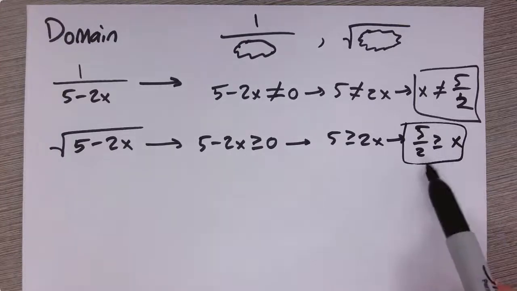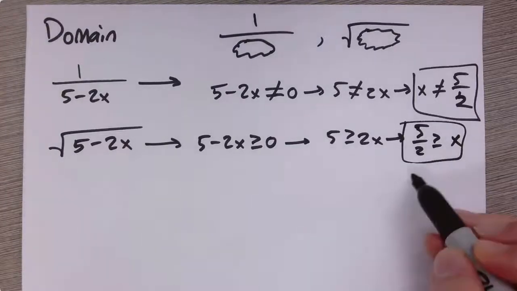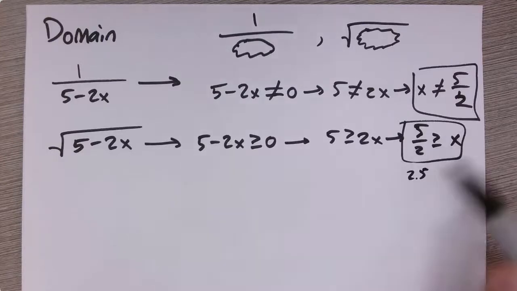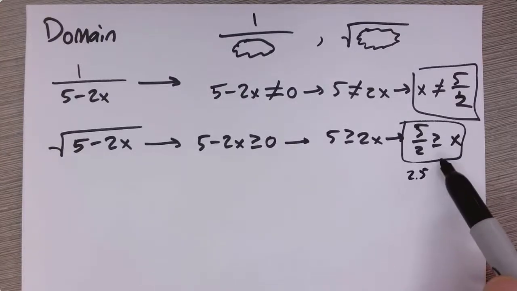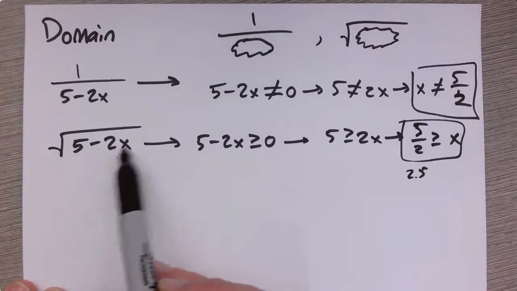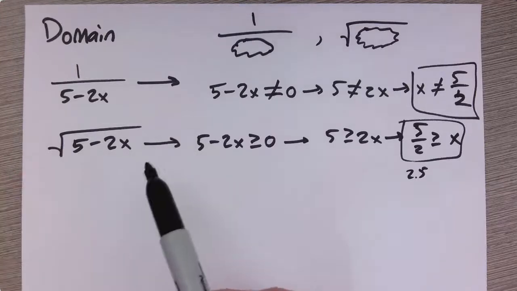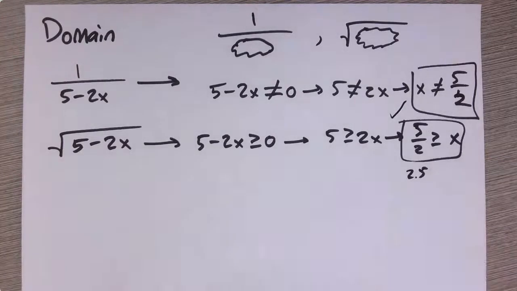5 halves is 2.5. If I plug in something smaller than that, it works. So let's plug in something larger than that. What if it's 3? If I plug in 3, I've got 5 minus 6, which gives me a negative value, and so the output would be undefined. So that's sort of basic. That's how you would find the domain for those kind of simple functions.